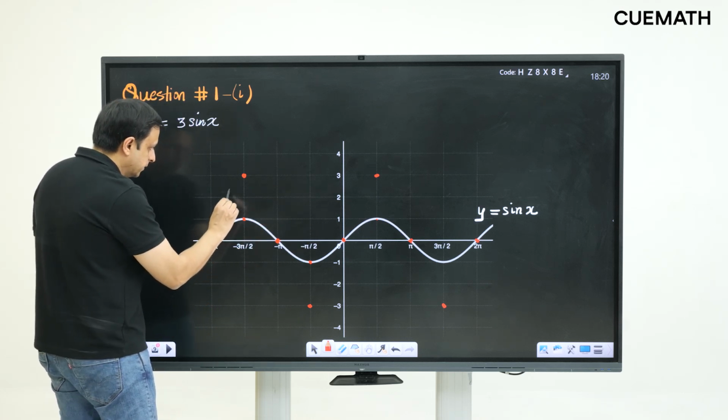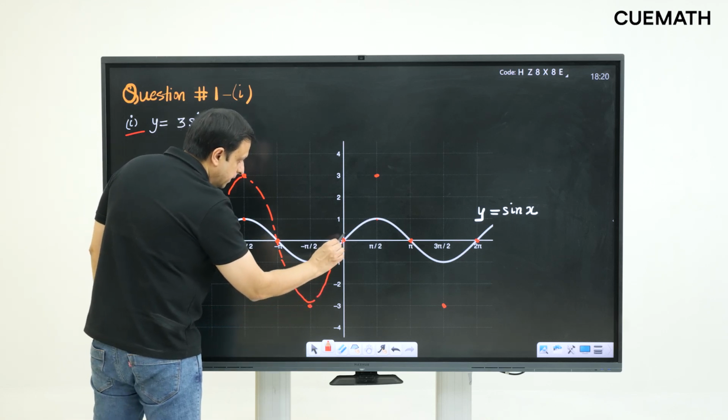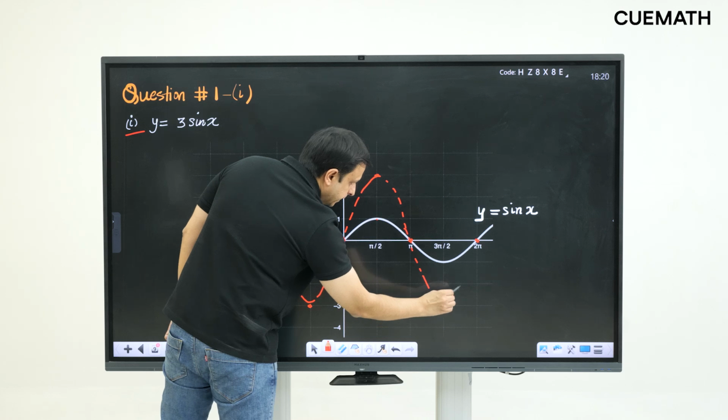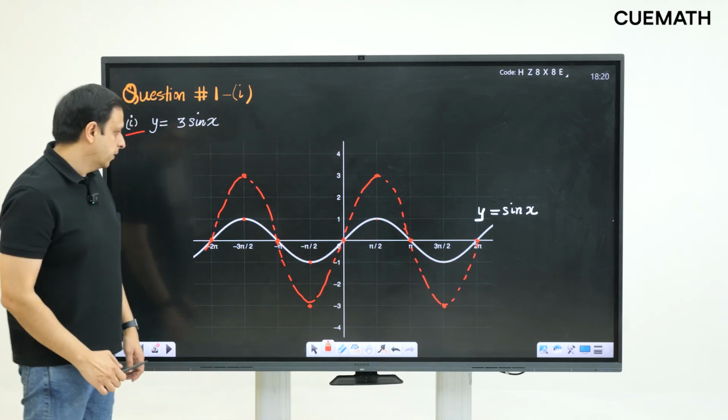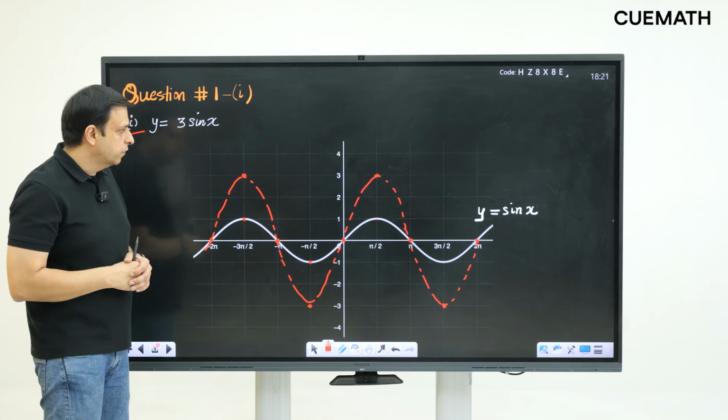So let's do that. So I should get a curve that looks something like this. So it's a crude drawing, but I think it is fairly accurate in terms of what's happening here, a vertical stretching by a factor of 3.